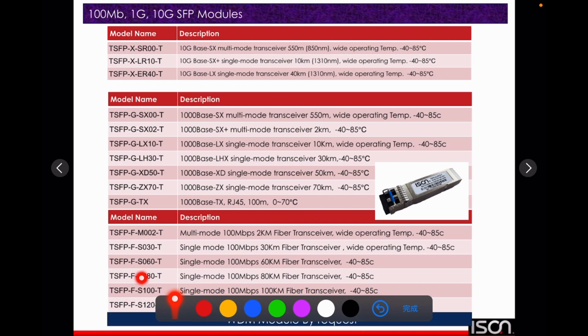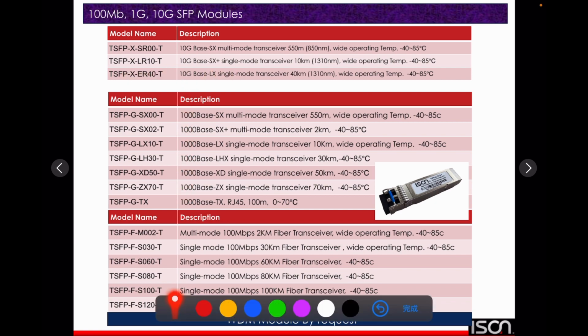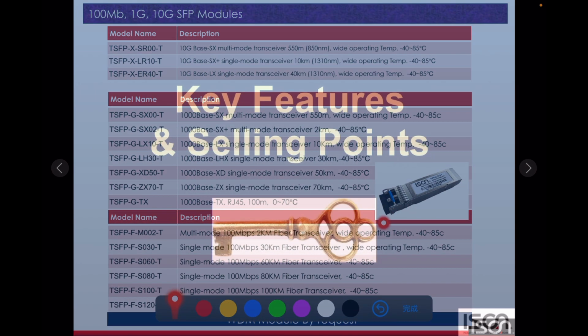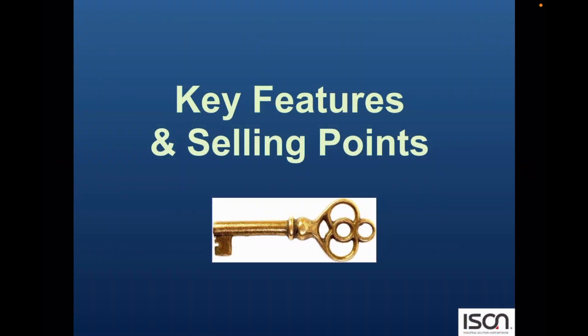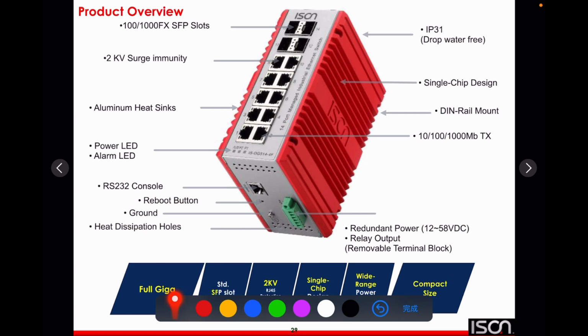This page shows the ISIN's 100 megabits, 1 gigabit and 10 gigabit SFP modules. Key features and selling points. Hardware advantages. Let's take IS-DG500 series for example. Full giga ports.